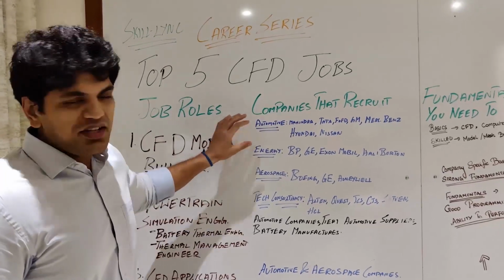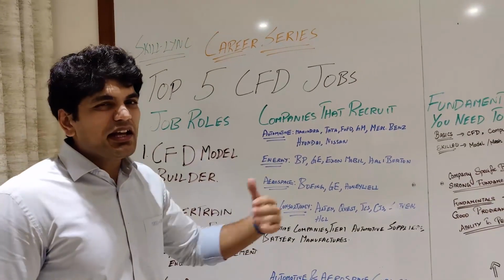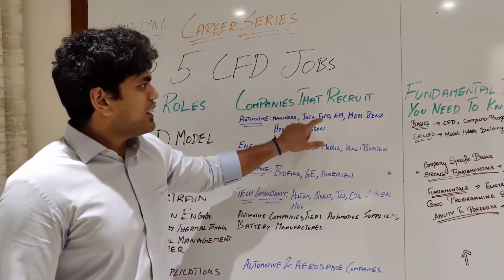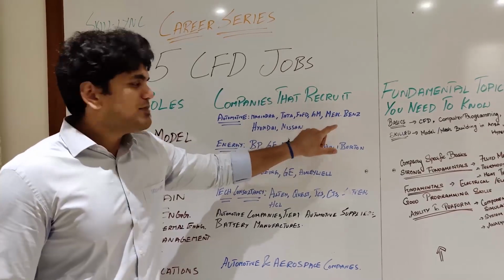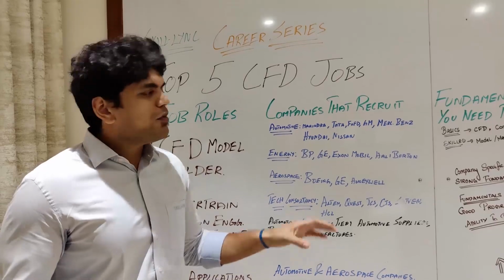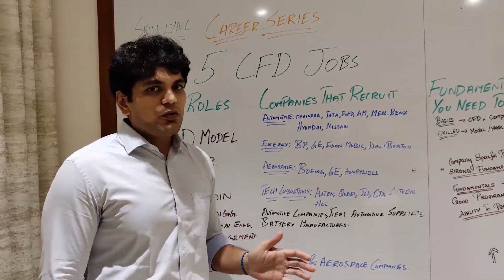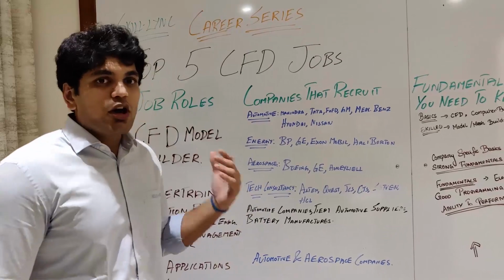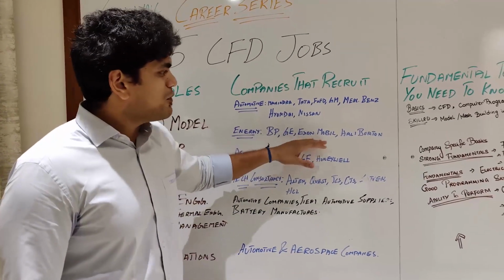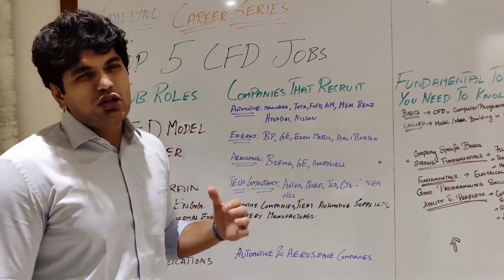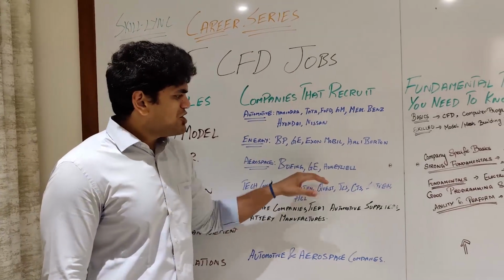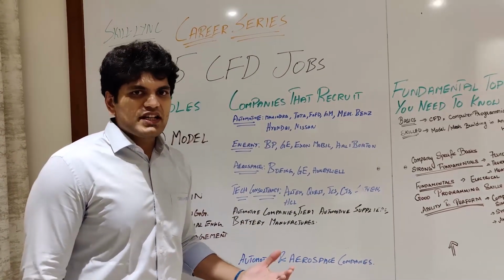What are the top automotive companies in India? And you can take this conclusion for the US and Europe markets as well. In automotive: Mahindra, Tata, Ford, GM, Mercedes-Benz, Hyundai and Nissan. There are other similar companies which also recruit, but these are some of the top recruiters for computational fluid dynamics model builder roles. With energy: BP, GE, ExxonMobil, Halliburton, and a lot of these roles are usually in the US as well. With aerospace, we see Boeing, GE and Honeywell hiring for a lot of these roles as well.